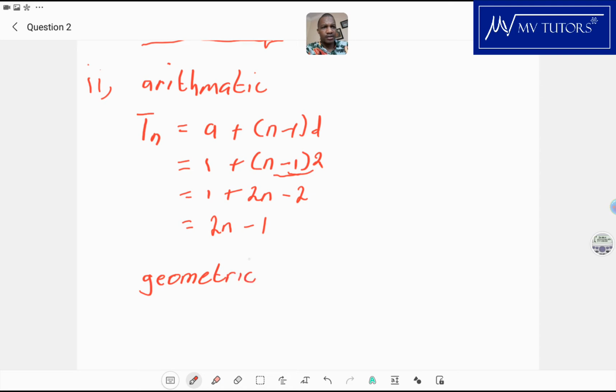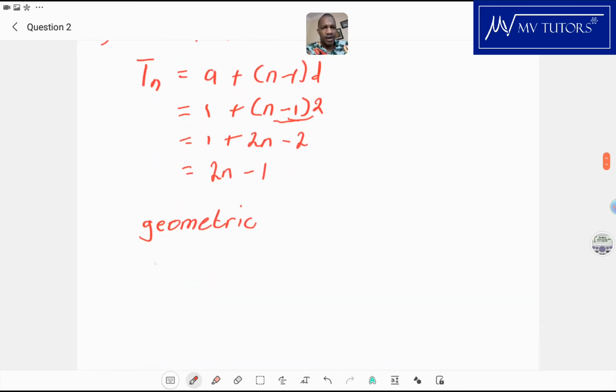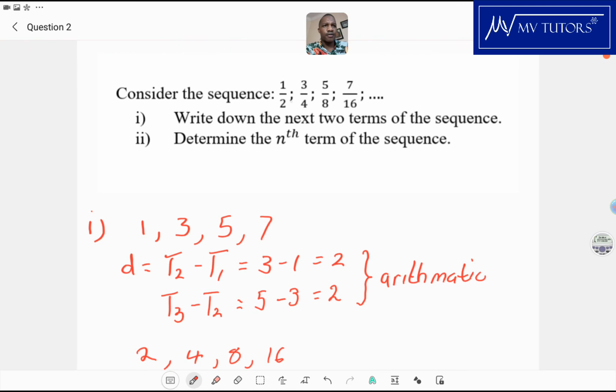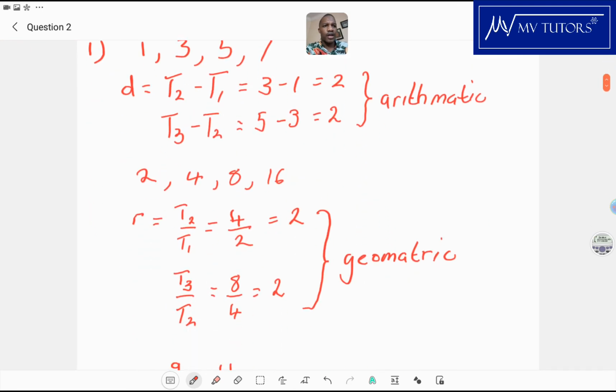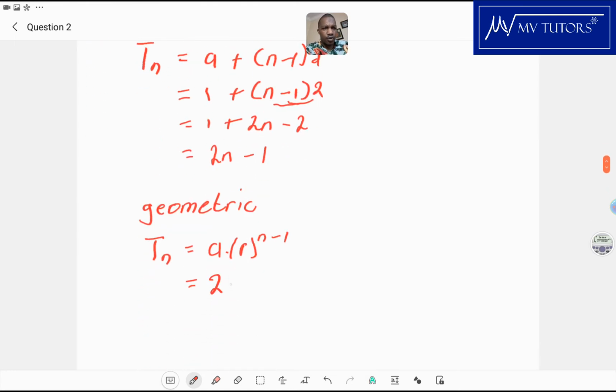Geometric. The geometric part, the equation is given by Tn equals a times r, and I like to put r in brackets, to the power n minus 1. Our a is the first number. If we check, it's 2, and our r is also 2. So we'll have 2 times 2 to the power n minus 1.